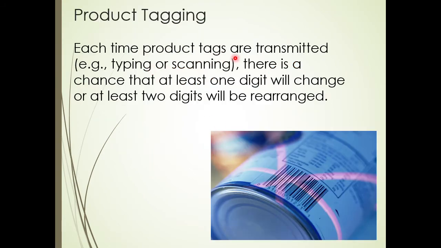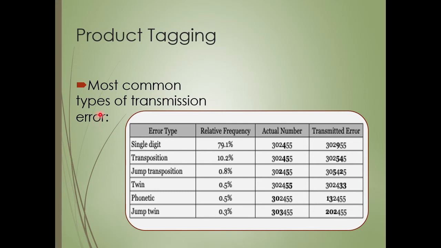Now, each time product tags are transmitted, either by typing or scanning, there is a chance that at least one digit will change or at least two digits will be rearranged. So, for example, if this product was scanned using a machine, there is a possibility that the numbers are transmitted incorrectly. Some of the possible errors in the transmission of product tags are the following. Single digit, a 4 could be read as 9. Transposition, a 45 is transmitted as 54, and so on and so on.